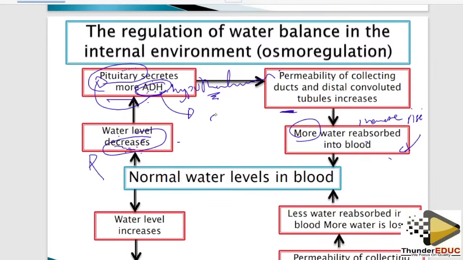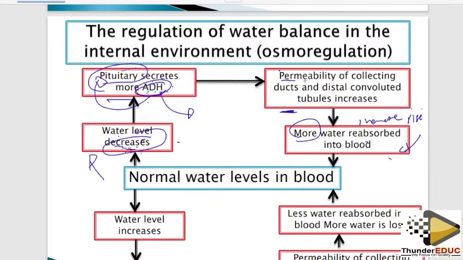ADH works in the kidney. It works in the kidney where the nephrons are. So it works in the kidney, in the nephron. It brings about high permeability.